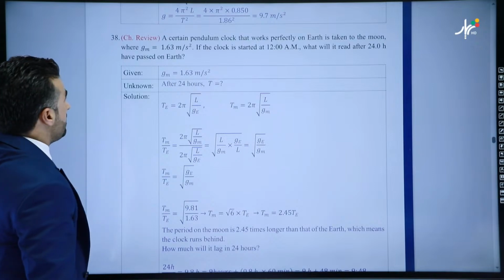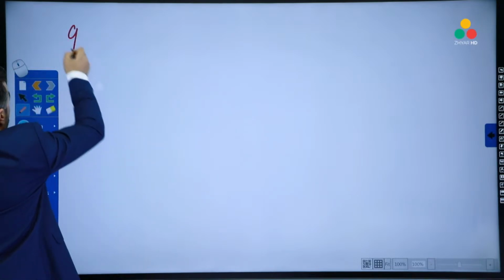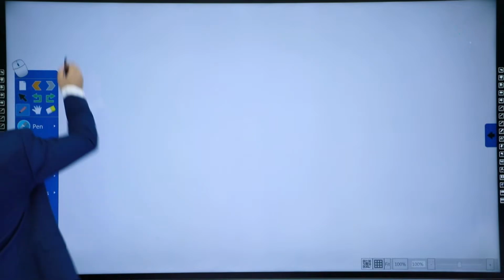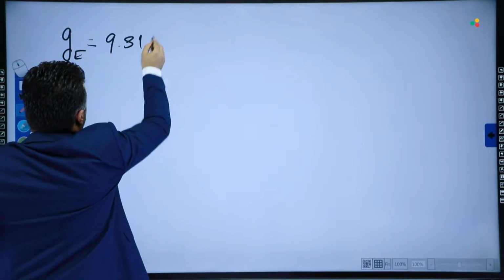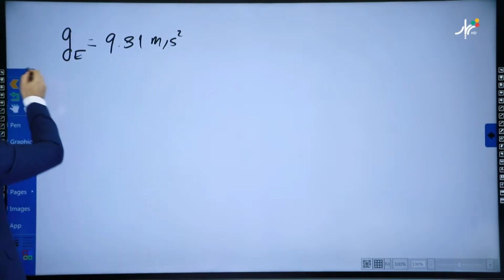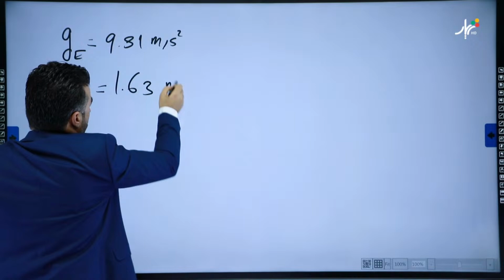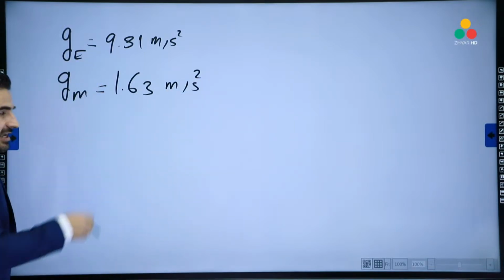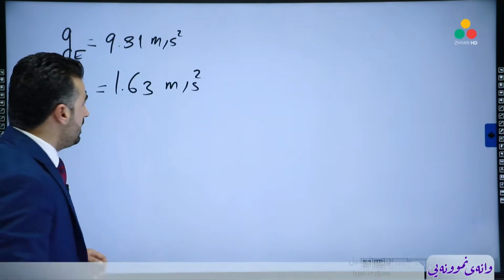Okay, now let's do this one. Remember this, the gravitational acceleration on the moon is 1.63. Let's start with gravitational acceleration. Gravitational acceleration on the Earth, of course, you do know that is 9.81 meters per second squared. Gravitational acceleration on the moon is 1.63 meters per second squared. So now, if we start and 24 hours pass on Earth, how much time will have passed on the moon?